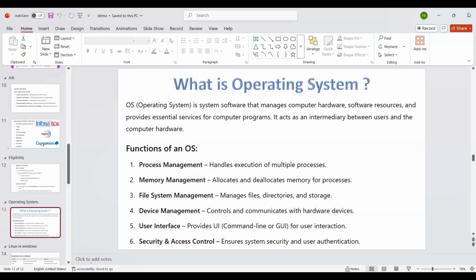So the operating system is very essential. Without an operating system, you can't deal with your computer hardware. So the operating system is a must part. If you want to check which operating system you are using, how can you check? What are the different operating system options available to us?